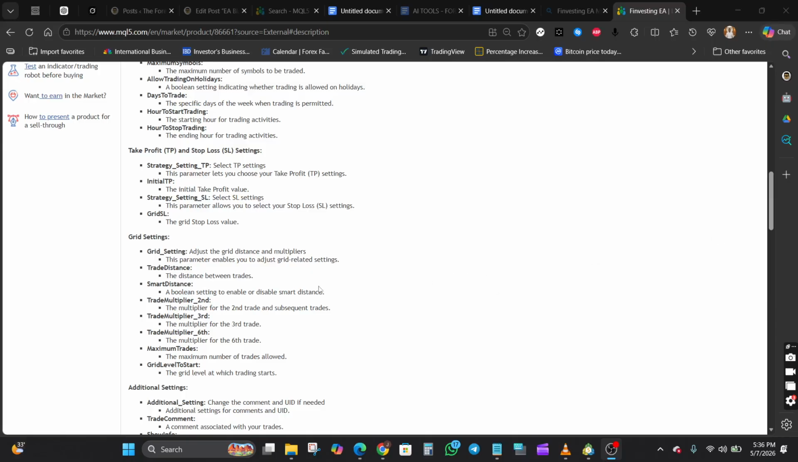Now, moving into the strategy structure itself, the settings reveal quite a lot about how this EA behaves, right? Based on the presence of grid distance controls, multiple trade multipliers, maximum trade levels, and grid stop loss settings, this appears to be a grid recovery style expert advisor with dynamic position scaling. That doesn't automatically make it bad, because there are conservative and aggressive ways to implement grid systems. But it does mean risk management becomes extremely important.